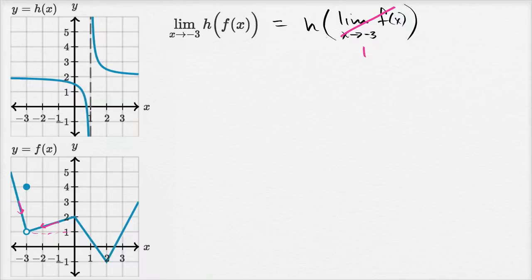So now we just have to evaluate, and I'll rewrite it. This is the same thing as h of 1. But when we look at this graph here at 1, this function does not look defined. So h of 1 is actually undefined. So also in this case, this limit would not exist. Once again, the limit of f of x was fairly straightforward. But then when we tried to take that output and put it as the input into h of x, h wasn't defined there.